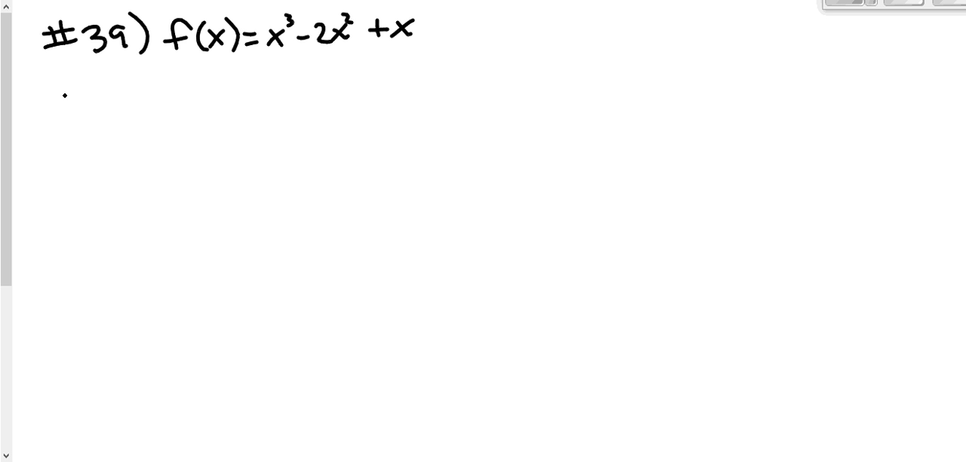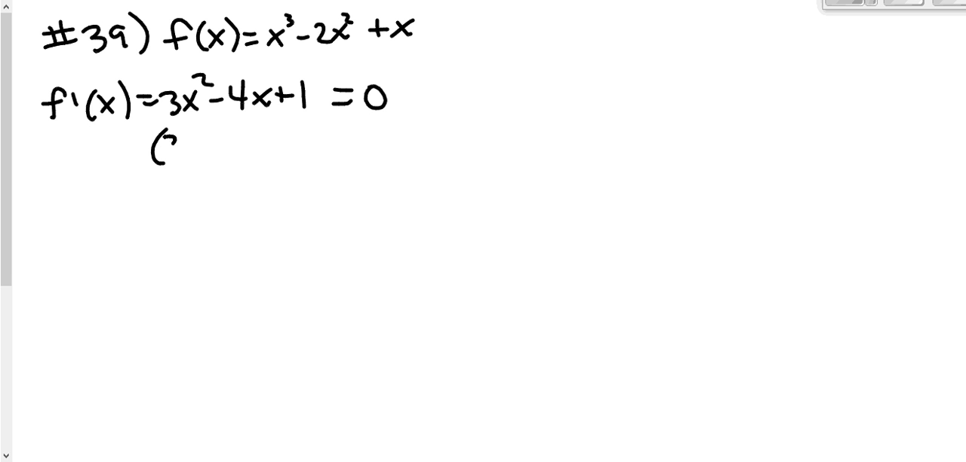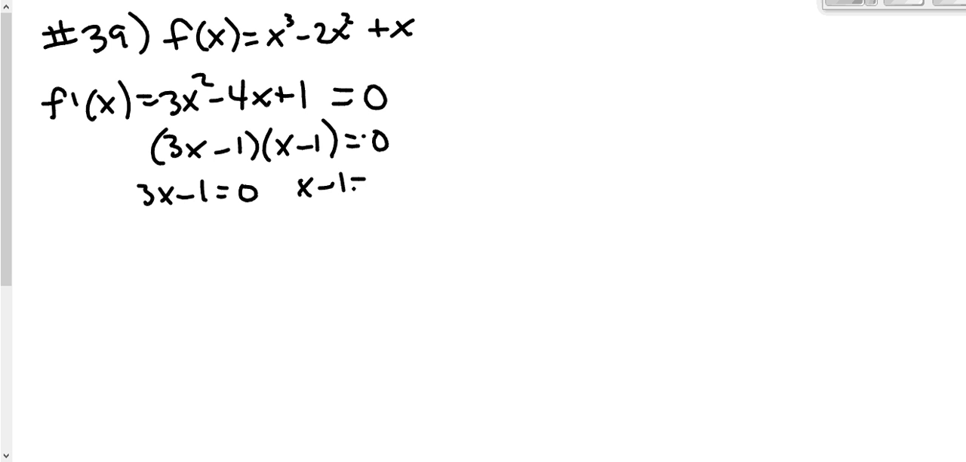Okay, to find critical points, we find the first derivative, 3x squared minus 4x plus 1. And we're going to set that equal to 0. And this does factor into (3x minus 1) times (x minus 1). Set each factor equal to 0 and solve each one. And you get x equals 1/3 and x equals 1. So those are critical points.